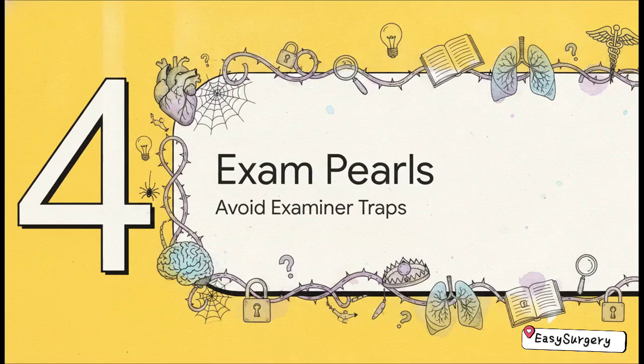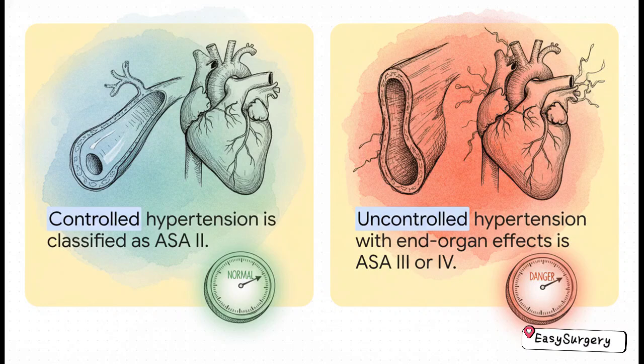Now for Section 4, high-yield exam pearls, avoiding examiner traps. Examiners absolutely love to test the nuances here. Notice how a single disease state can change grades based entirely on clinical control. Hypertension is the classic trap. If it's well controlled, boom, that's just an ASA 2. But if it's uncontrolled and causing end-organ effects, that immediately jumps to a Class 3 or 4 depending on the severity. It is all about functional limitation and whether it's a threat to life.